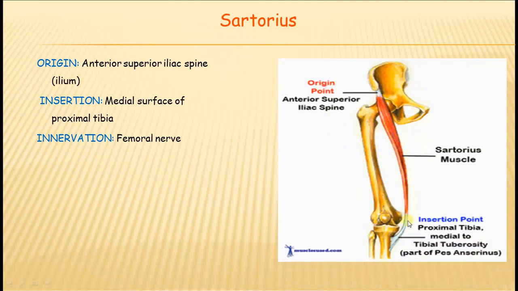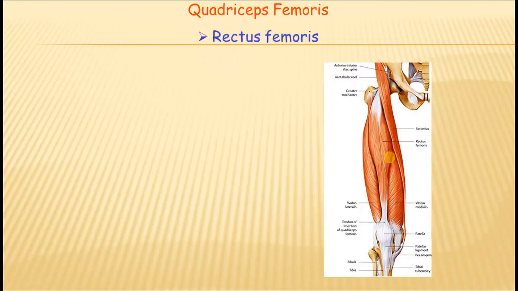The sartorius is inserted into the medial surface of the upper part of the shaft of the tibia. The complete lower part of the shaft of the tibia is subcutaneous and does not have any muscle attachments. On the hip joint, it is a flexor, abductor and lateral rotator of the thigh. On the knee joint, it flexes and medially rotates the leg in the semi-flexed position. When the two sartorius muscles contract bilaterally, the legs are brought into the tailor's position. That is why it is called sartorius; sartor in Latin means tailor. The next muscle is the quadriceps femoris, and the first muscle you see is the rectus femoris.